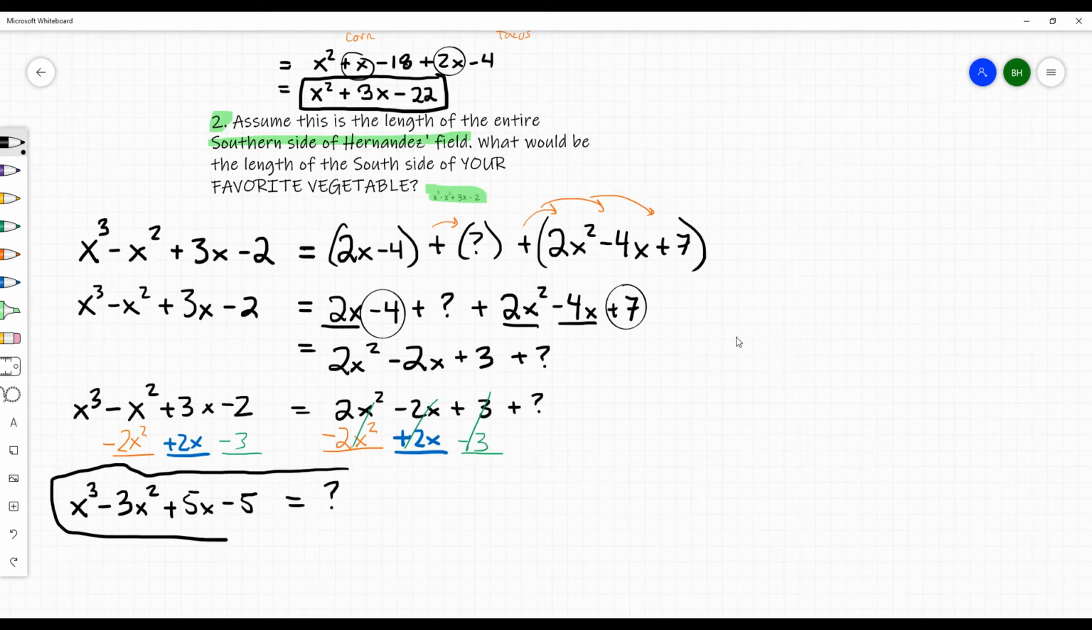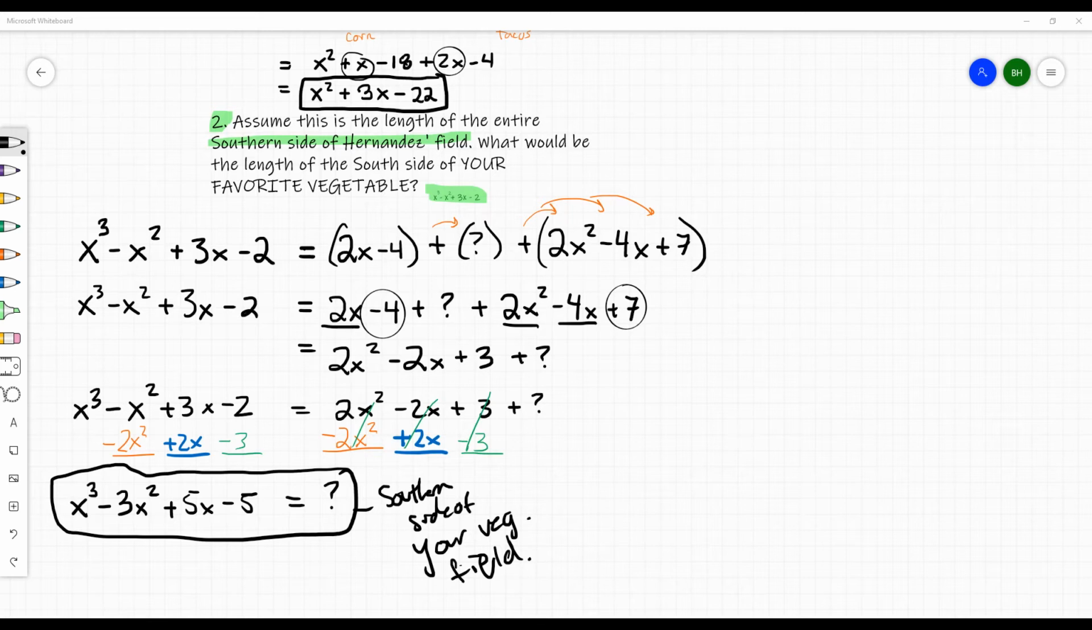So that southern side of the field is going to equal this polynomial right here. So this would be the southern side of your vegetable field. Okay. So that's one of the problems that cause some students some difficulties. It just requires some extra steps to go through. And once you get the hang of it, then it turns into a pretty straightforward problem.